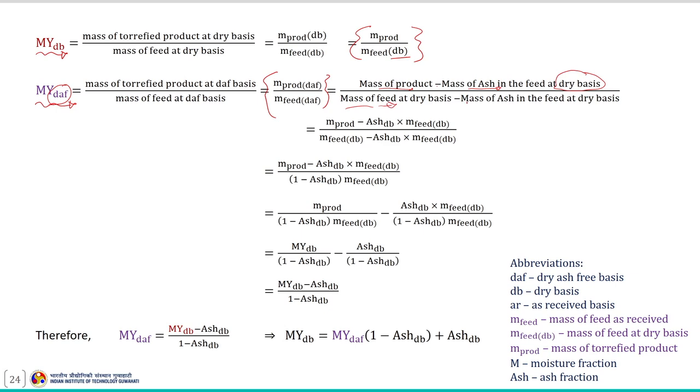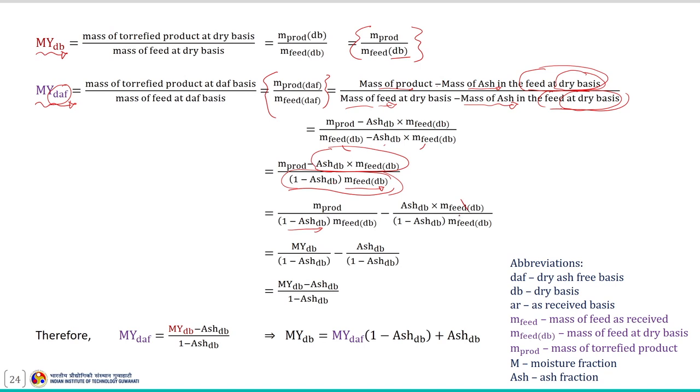Similarly, mass of the feed at dry basis minus mass of ash in the feed at dry basis, and this can be represented as ash dry basis into mass of the feed dry basis. Because this is with respect to the feed, that's why we represented it in the form of the feed material here. Now once you see this equation, in this case these two terms are common, so once you take out the common term, the equation will be in the form of 1 minus ash on dry basis, and just split this term here, that is M product divided by 1 minus ash on dry basis into this particular term, and minus this term divided by this whole term here.